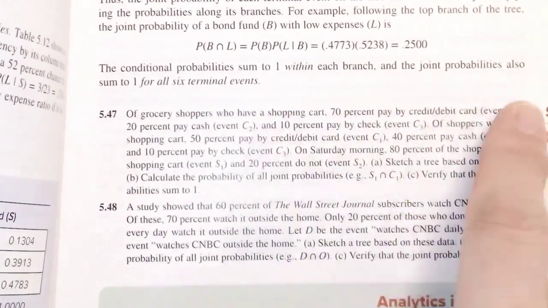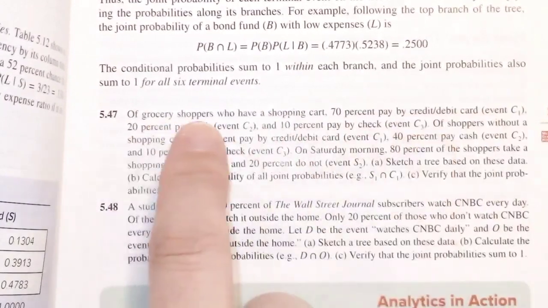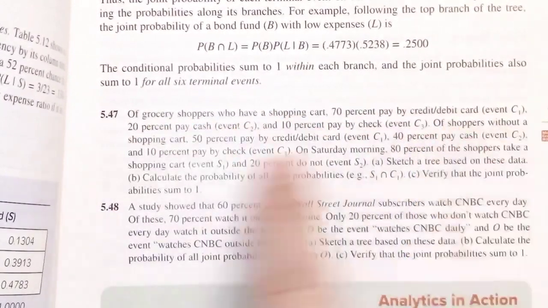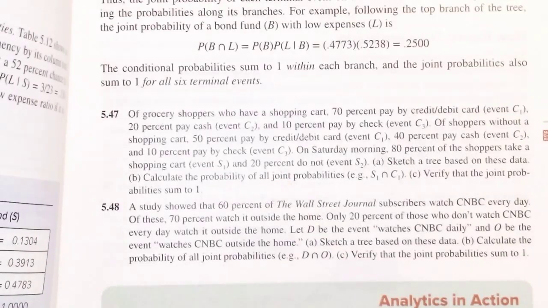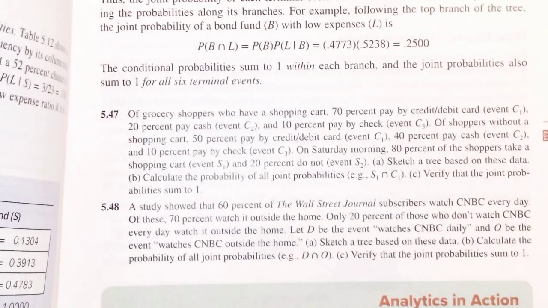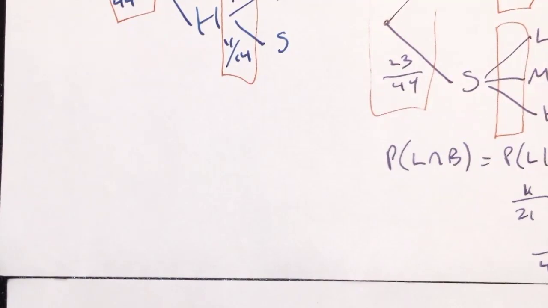Because up here, all of these numbers say of grocery shoppers who have a shopping cart, of shoppers without a cart. So I need to start with, did they get a cart or not? That's my first decision. With cart, without cart. And I'm given numbers for that, so I can actually fill in the beginning of my tree.